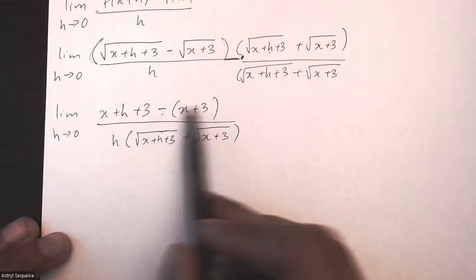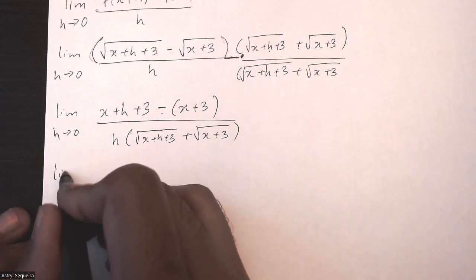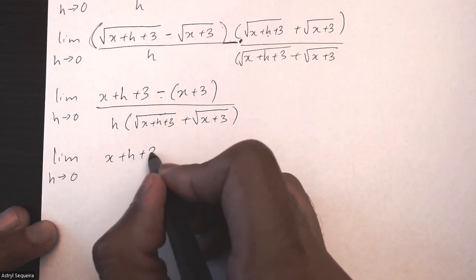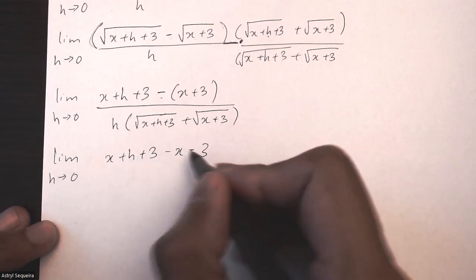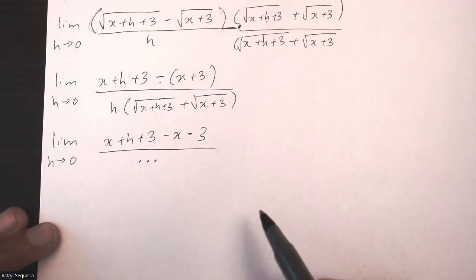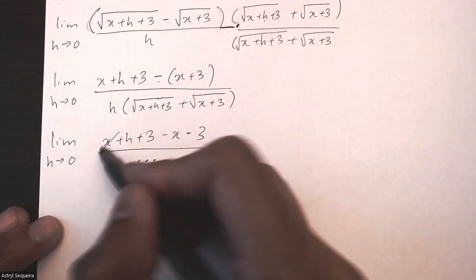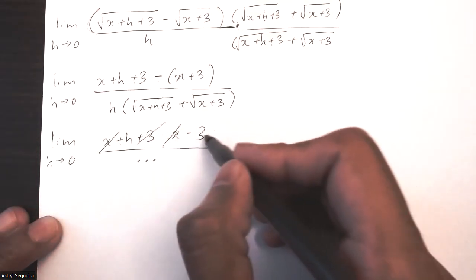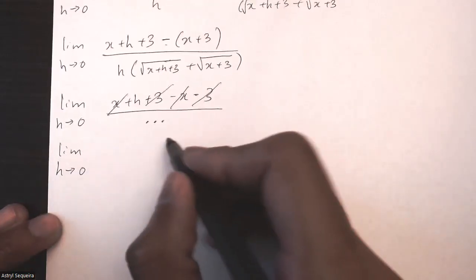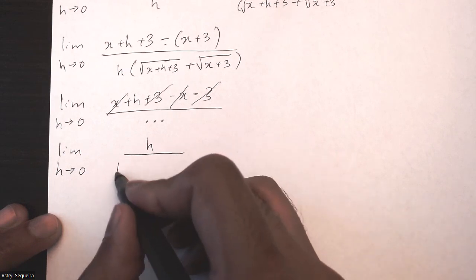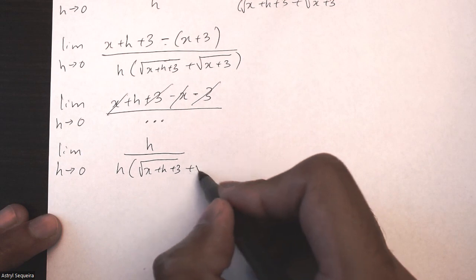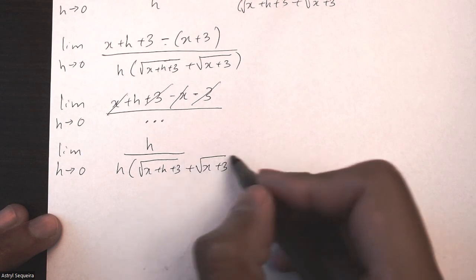The next step is you want to distribute this negative into the bracket on top. x plus h plus 3 minus x minus 3, and bottom just stays the same. So I'm just going to write it like this, but don't do that on a test. x cancels with negative x, 3 cancels with negative 3. So now I'm left with the limit as h approaches 0 of h over h times root of x plus h plus 3 plus root of x plus 3.